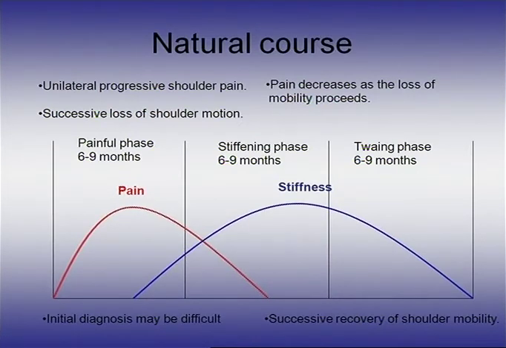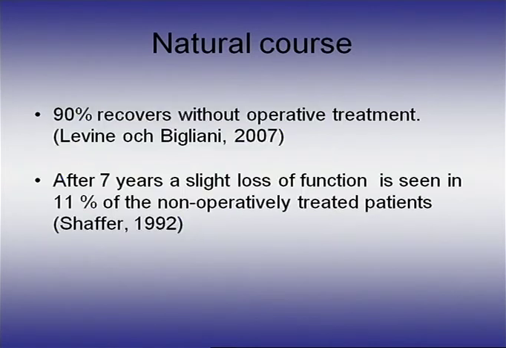Natural course. Frozen shoulder is a unilateral progressive shoulder pain disease. As the pain decreases, the range of motion starts to decrease. We have 3 periods of equal time. We have the first painful phase, we have the stiffening phase, and the thawing phase. And they are equal in time, and the disease is more difficult to put an adequate diagnosis to in the first phase, before we can see the stiffening.